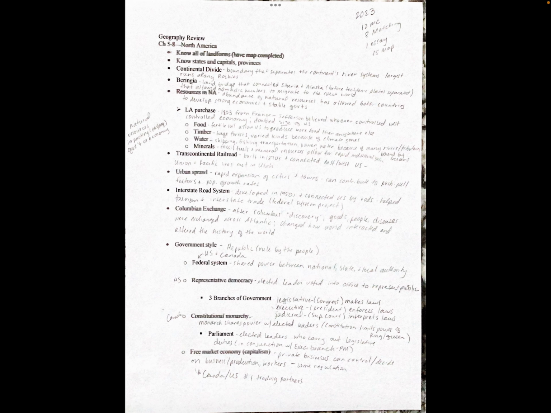Beringia. This is a land bridge that originally connected Siberia and Alaska before the tectonic plates separated, and that allowed nomadic hunters to migrate into the New World. So we're talking thousands and tens of thousands of years ago. There was once no real separation between Asia and North America.